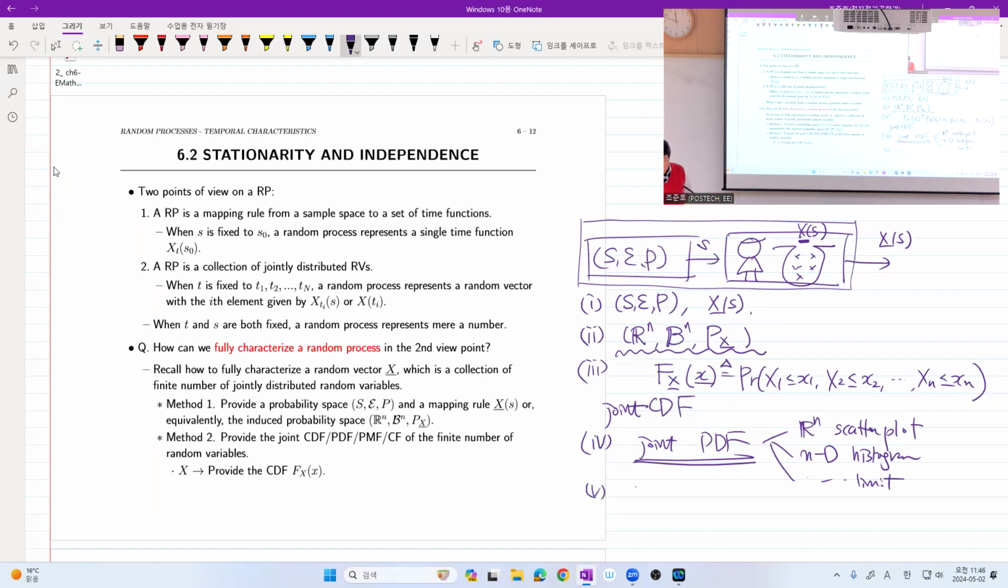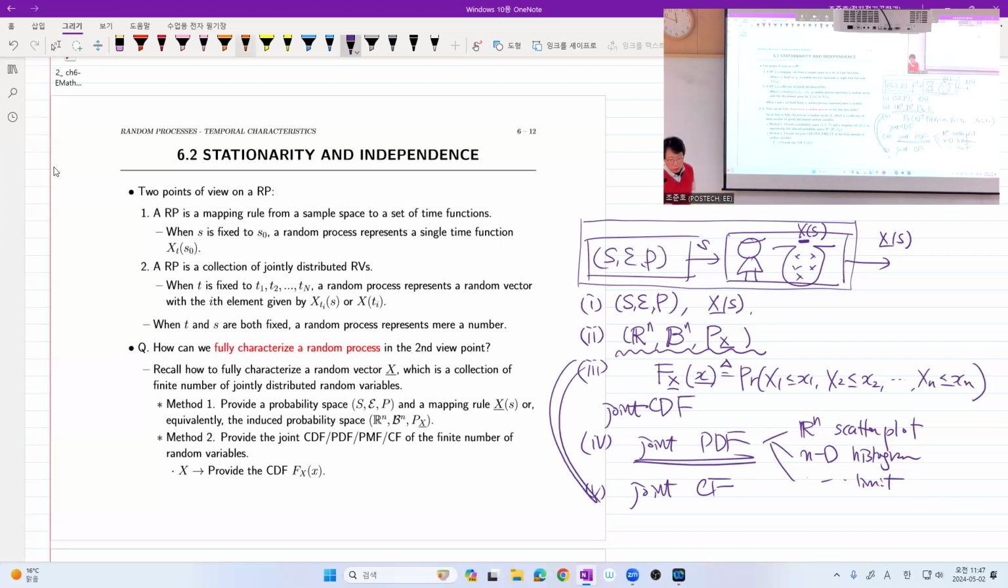Of course, we can equivalently define, characterize using joint characteristic function, something like that. Got it? So this was the story about the full characterization, right? Now, let's go back to my first question. How can you fully characterize a random process? If you exactly follow this one, nothing that special.